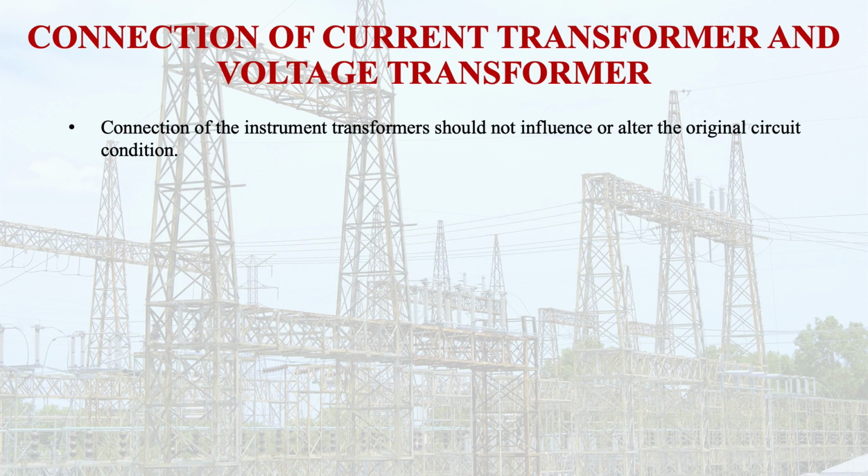So the voltage transformer and the current transformer are measuring instruments, and the main purpose is to measure the circuit condition or parameters. So the connection of the instrument transformer should not influence or alter the original circuit condition. You have seen in the line diagram how they are connected, how they are measuring. They should not influence the original circuit condition. They are just working as a measuring instrument, getting the condition of the circuit and checking the parameters as a measuring device or protecting device.